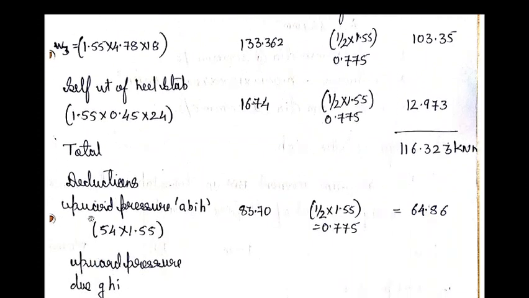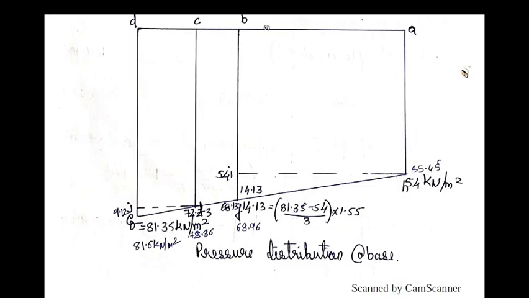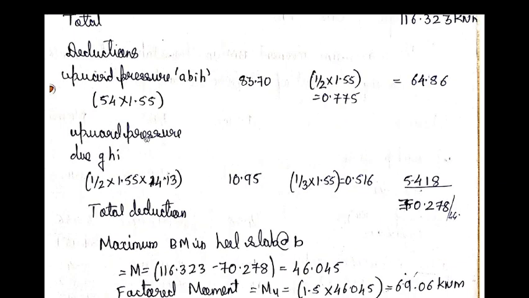So total deduction. So upward pressure ABIH. Now ABIH is what? ABIH is a rectangular section. So what are its dimensions? From here to here it is 1.55 and from here to here it is 54. So it is 54 into 1.55. Multiplying this, we'll get this force.